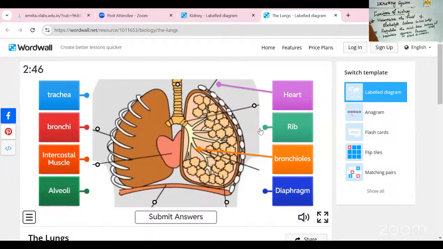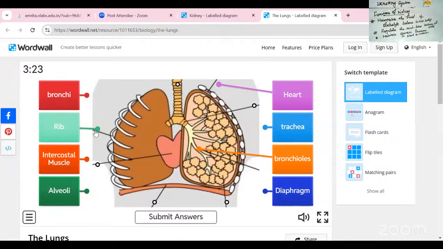Where is the rib part? Yes, this green colored part is the rib part. Do you know the rib part? Is this right or wrong? Anybody answer? The heart part, and then the rib part, and then the bronchial part. I selected three parts. Okay.